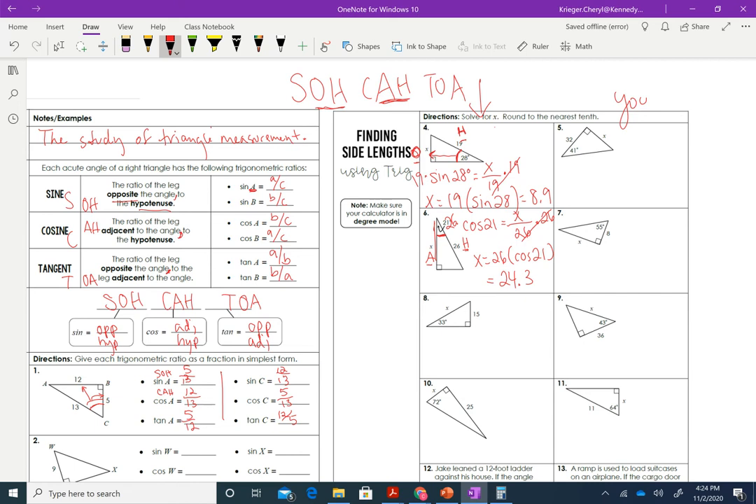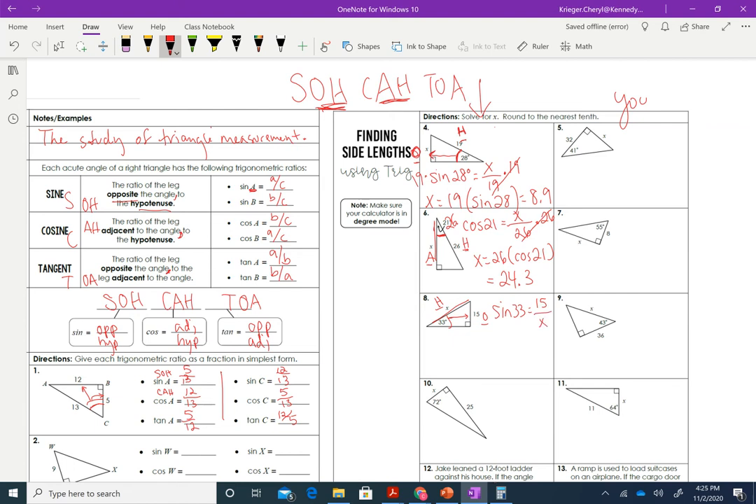Okay, so number 8. We're given our angle, we're given the hypotenuse, and in reference to our angle, this would be opposite. So hopefully you guys are getting used to this now. You're looking for a trig function with an O and an H, which is sine, right? So sine of our angle, 33, equals opposite, 15, over hypotenuse, x.